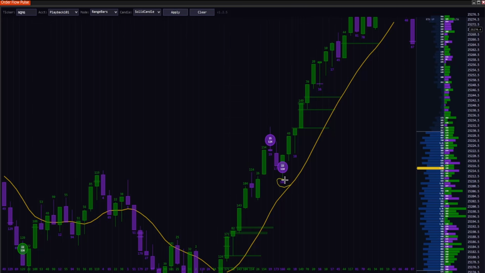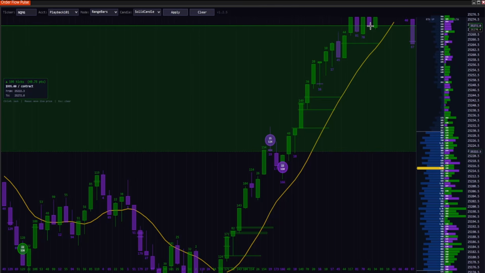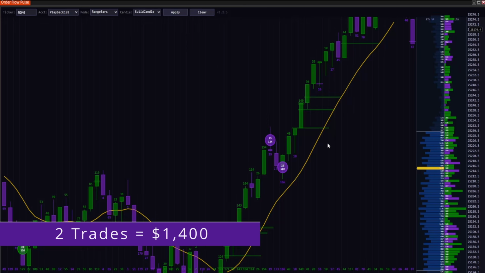Then you see the 166 negative delta, but we closed above it. And you also see 110 aggregated sellers in there. Granted, you have these sellers up here, but these sellers right here got absorbed in this whole area and we closed above. So let's say you get in there and start riding up and you get out in this consolidation area for about 50 points. That's a $1,000 trade. So right now you've done 2 trades and you're up $1,400.